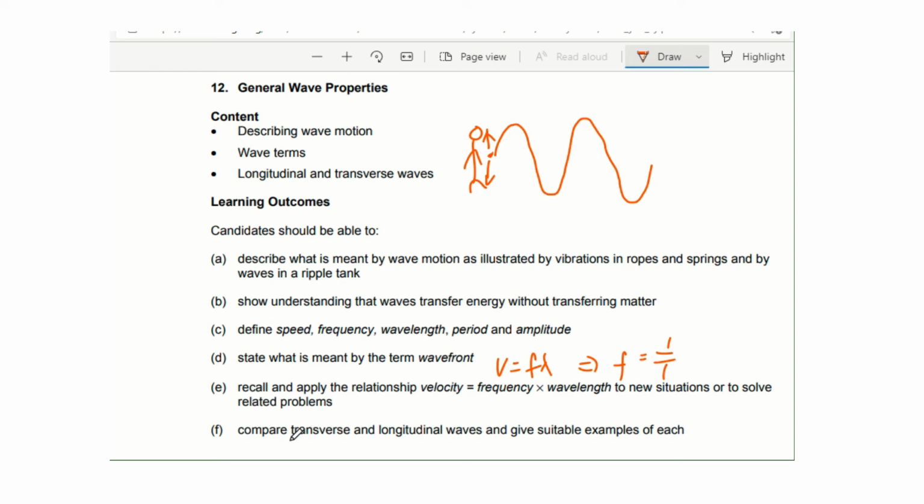Transverse waves are waves in which the direction of vibration is perpendicular to the direction of motion of the particles. While for longitudinal waves, the direction of vibration and the direction of motion of the particles are parallel to each other. Examples of transverse waves would include your light waves, your electromagnetic waves. Examples of longitudinal waves would be your sound waves. So we have completed looking at the syllabus for the general wave properties.